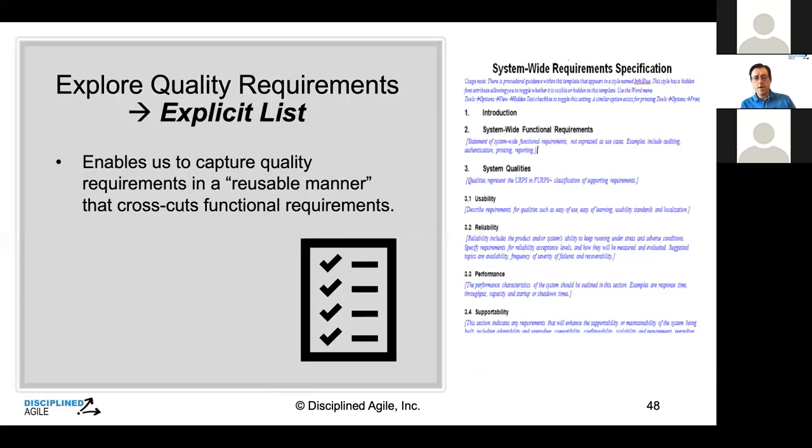And I already talked about the explicit list idea, where you've got a commonly used set of non-functional tests that are used across stories.